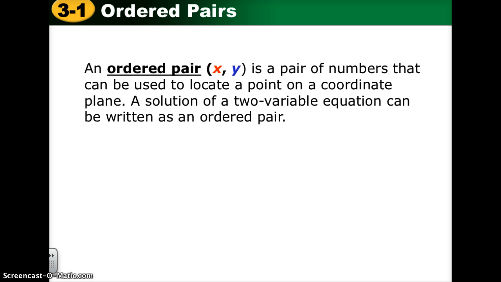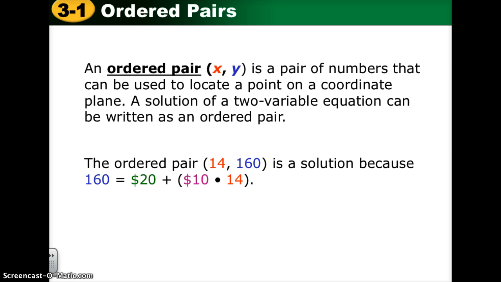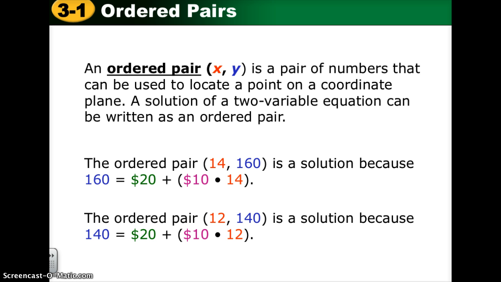We can use an ordered pair to show our solutions in case we did want to graph this information. So the ordered pair would be the input value. For Dominic's team, that was 14, and 160 was the output. For Alyssa's team, 12 was the input, and 140 was the output. Those are both ways of writing them as solutions.